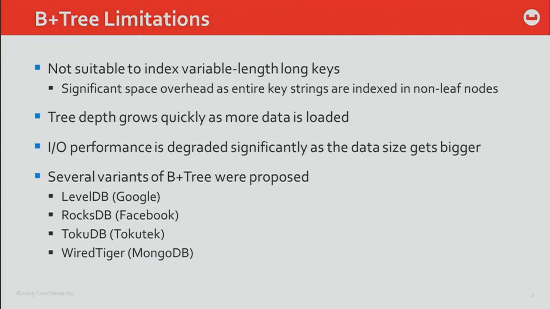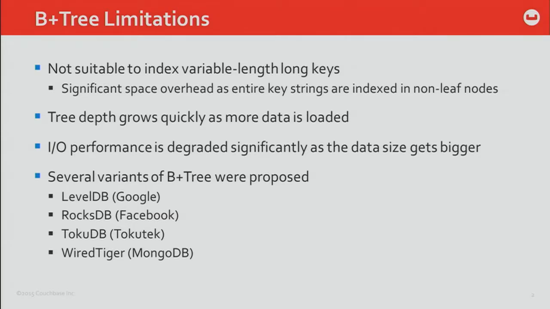So consequently, the depth of the tree grows, because the fan-out degree of the B-tree will increase as we insert more and more data. So the I/O cost of traversing the entire B+tree will increase as the data size gets bigger and bigger.